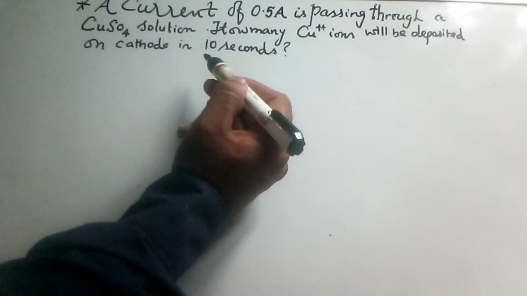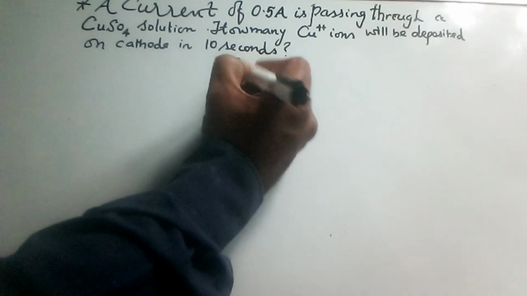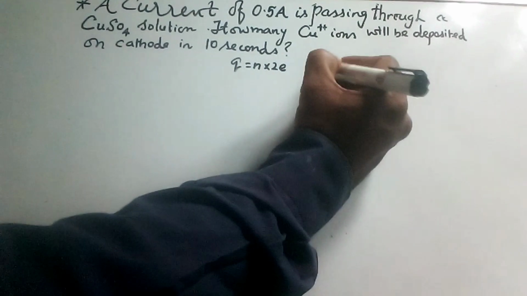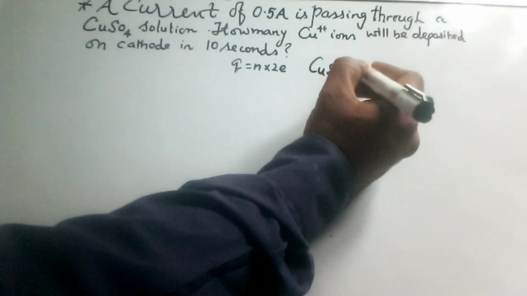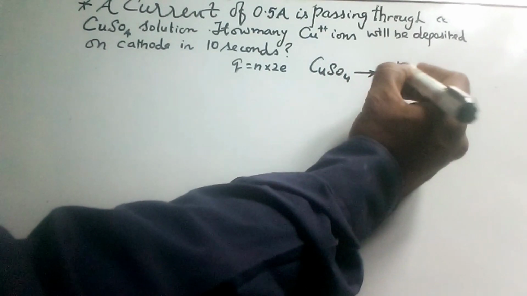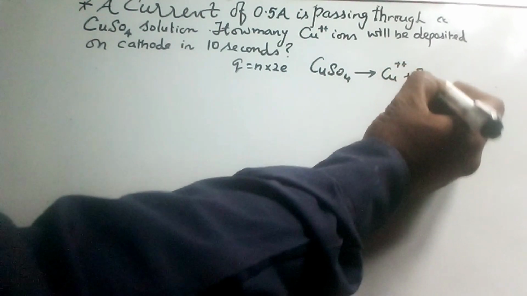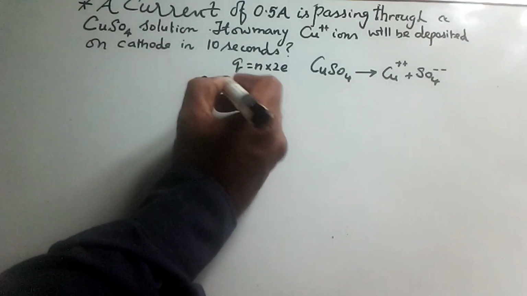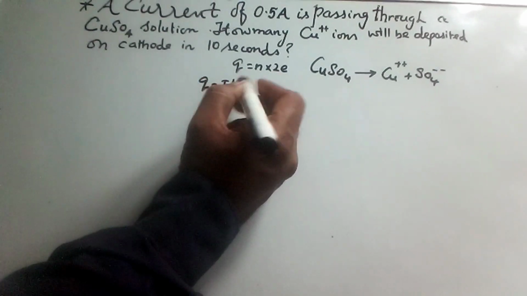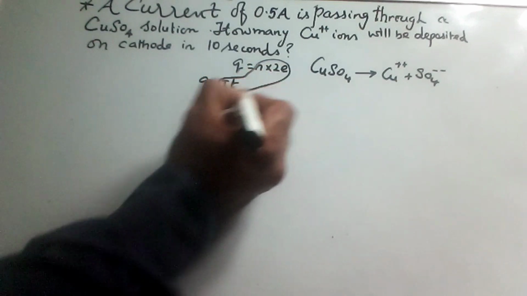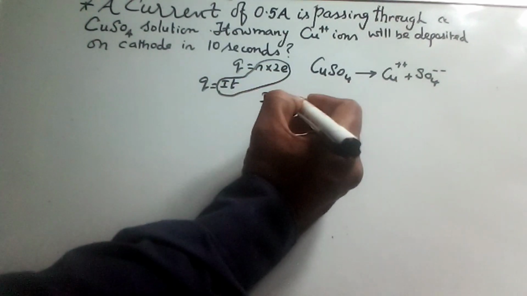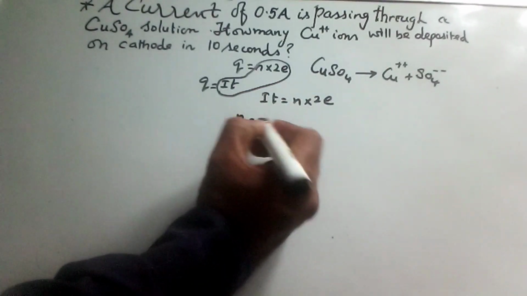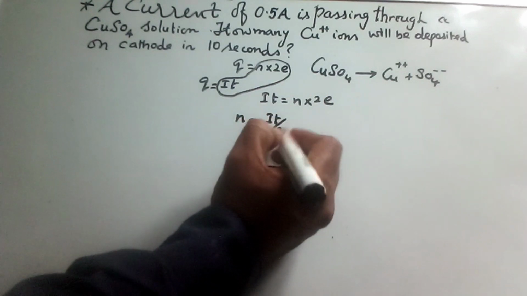So if n is the number of copper ions, then Q equals n into 2e, since the dissociation of copper sulfate is nothing but Cu²⁺ plus SO4²⁻. We know already that Q equals IT. So if we equate these two formulas, then IT equals n into 2e. So the number of ions n equals IT by 2e.